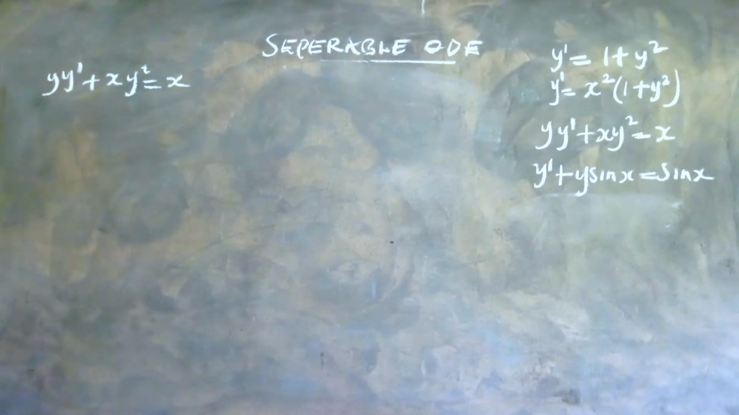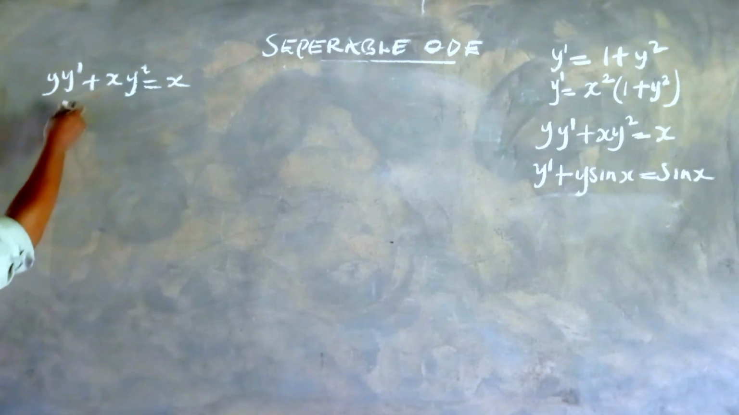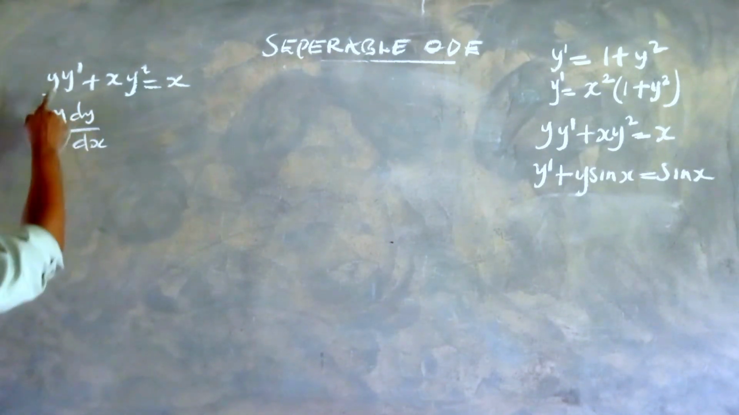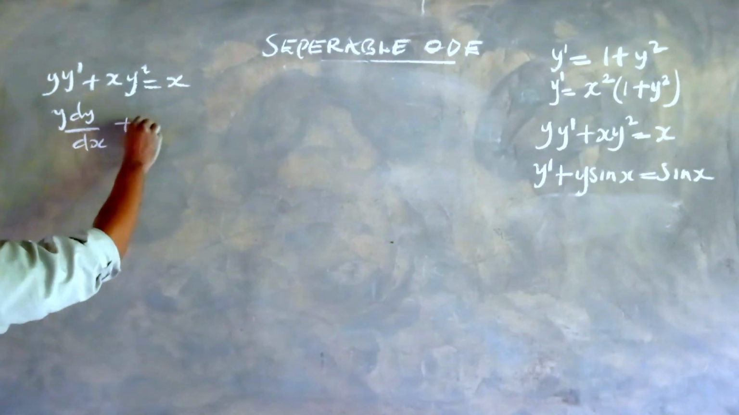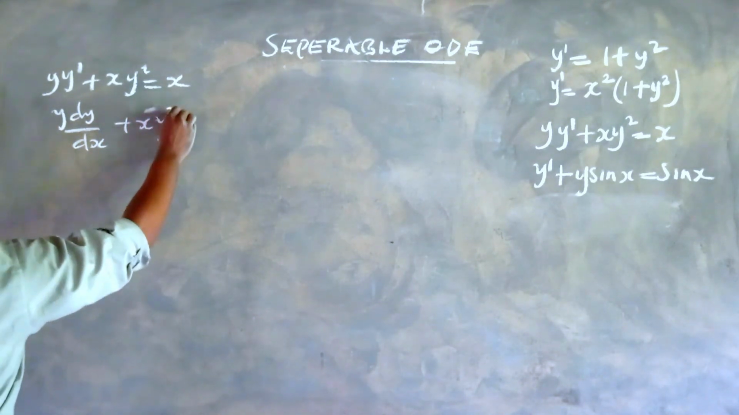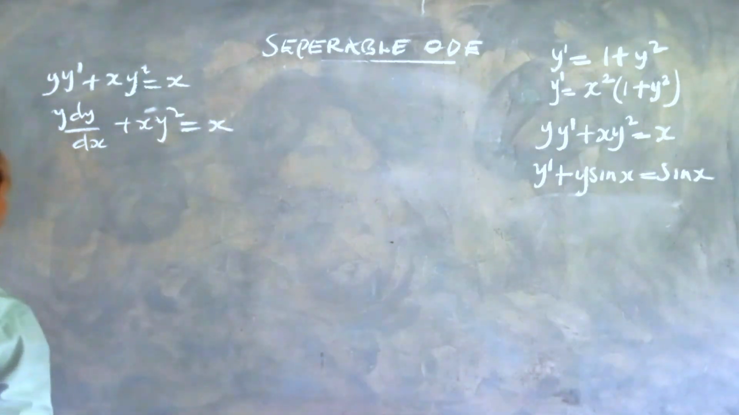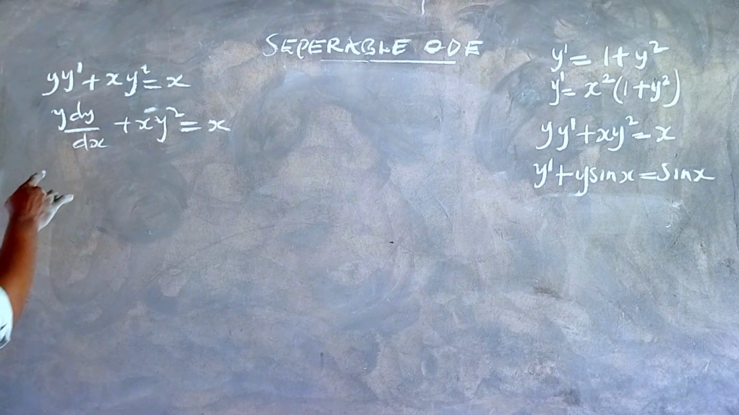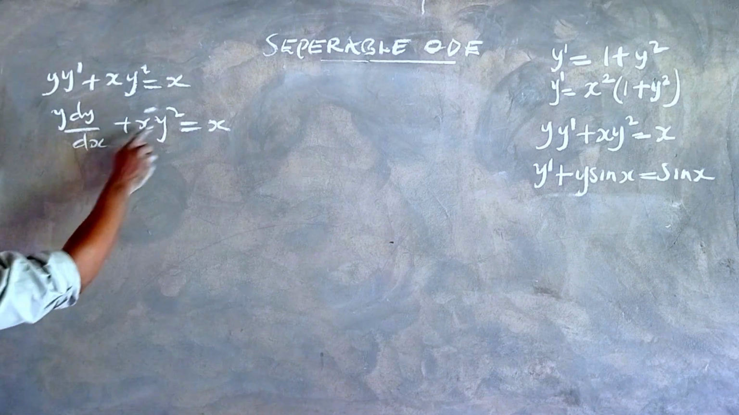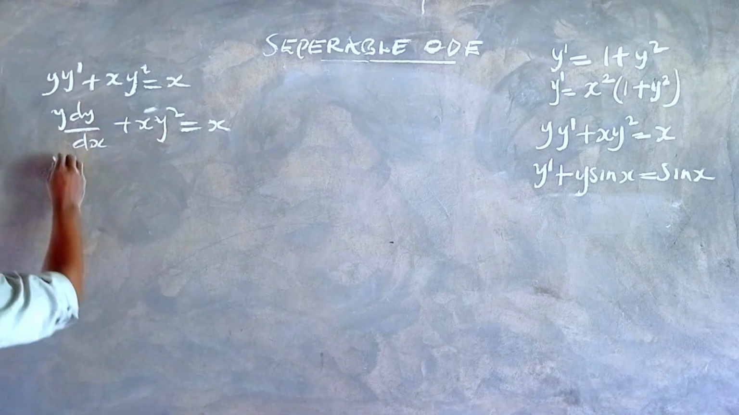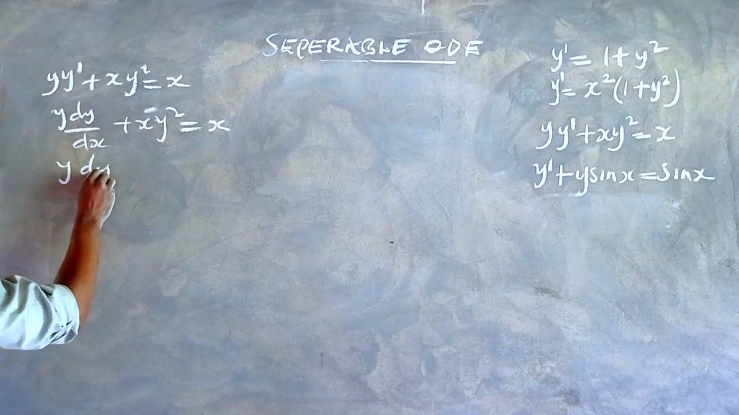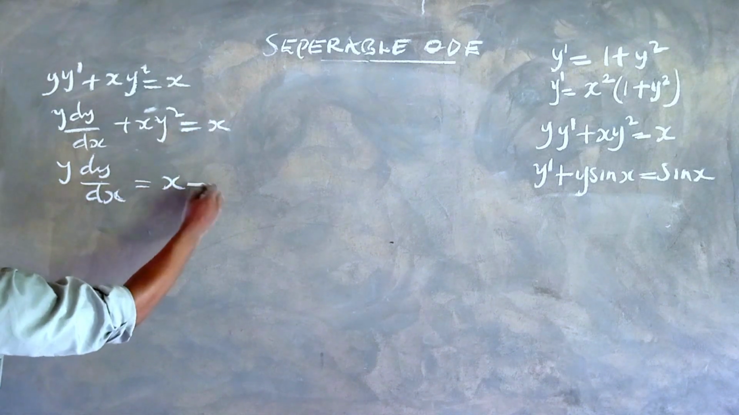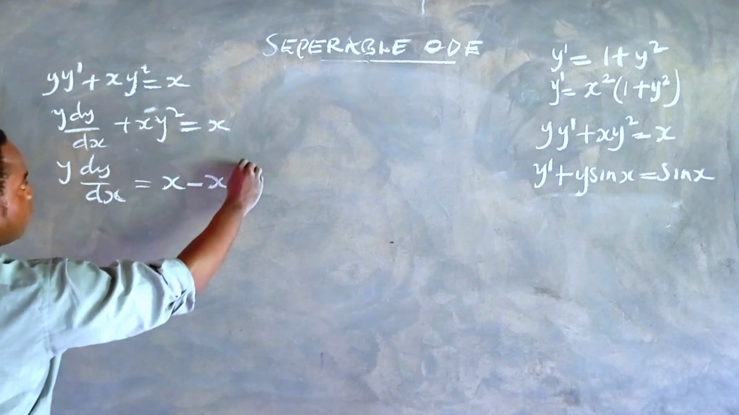So we have y multiplied by y prime plus x y squared equals x. So when we rewrite that, we have y multiplied by dy/dx plus x multiplied by y squared equals x. So I am bringing x y raised to power 2 to the other side. So we have y dy/dx equals x minus x y raised to power 2.